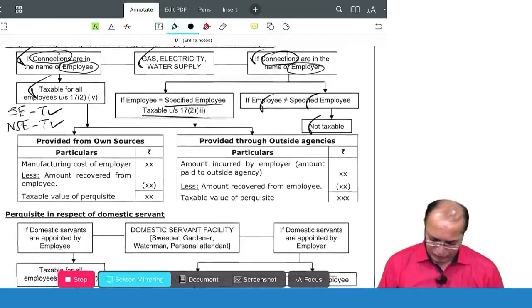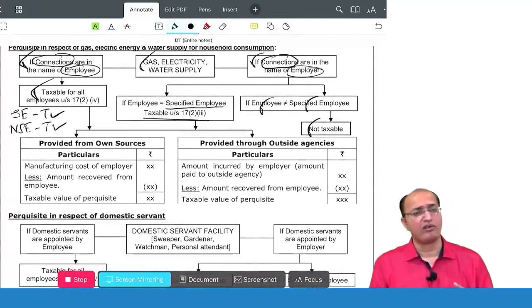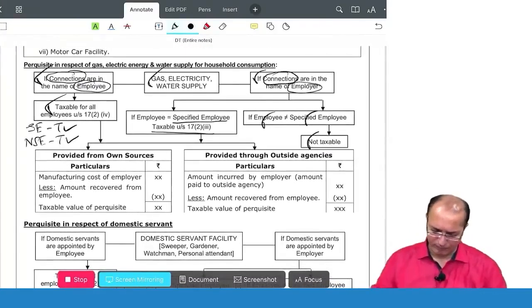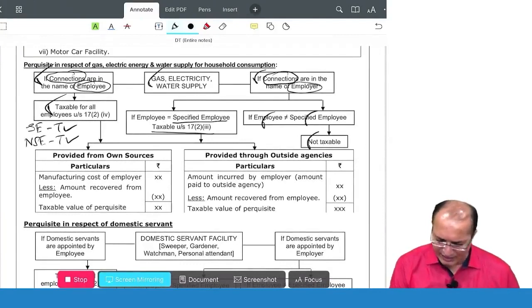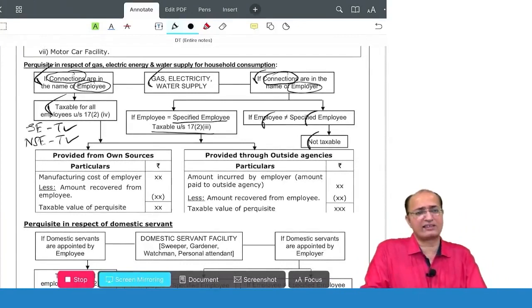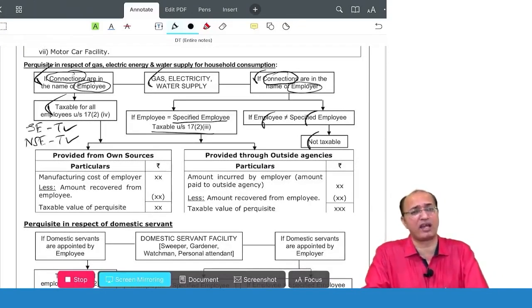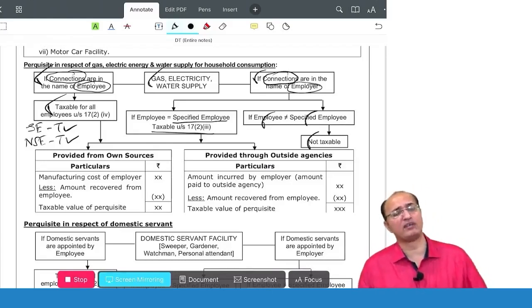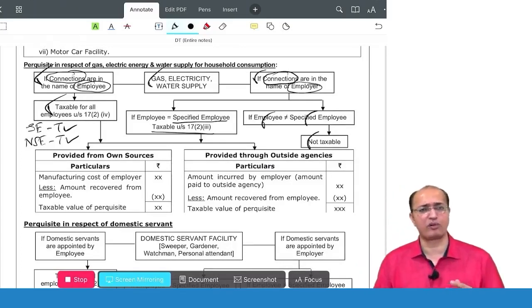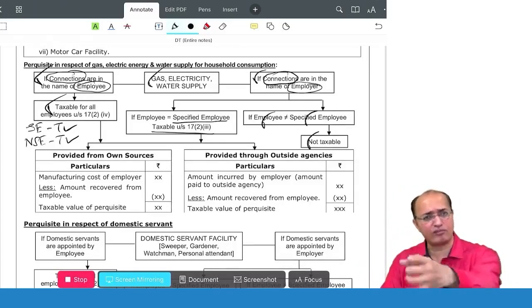So let's proceed further to understand the taxable value of the perquisite. How to ascertain this taxable value of the perquisite? For that, you have to see whether this gas, electricity, water supply which is supplied to you is supplied by the employer from his own sources, or the employer is providing you this facility by taking it from someone else.